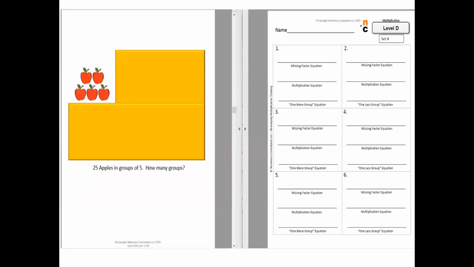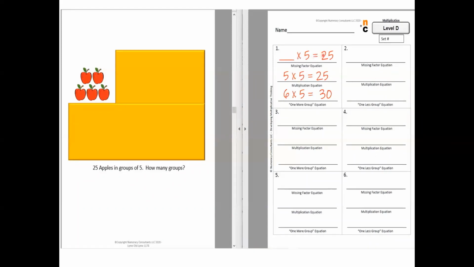But if you take a look, a student will come across a problem like this. They'll say 25 apples into groups of 5. How many groups? Now again, the missing factor equation, we don't know how many groups there are, but we do know that there's 5 in each group. So they would go ahead and write that. They don't know how many groups, but there's 5 in each group. Okay. And again, now writing the multiplication equation would be 5 times 5 equals 25. And then the last one, again, having them go through and do that.